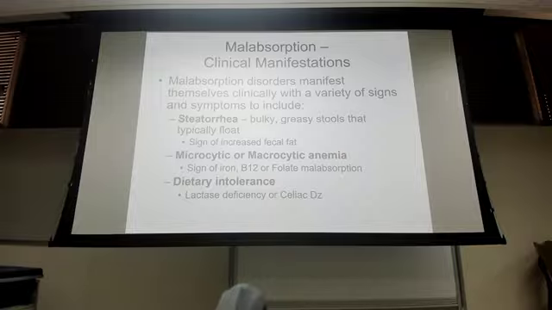And we'll talk about it a little more in depth in each one. We can also get some dietary intolerance. So if you have problems with dairy products, then obviously you might have a deficiency in your lactase. So you can't digest lactose.